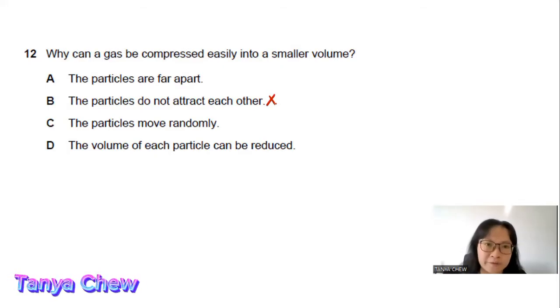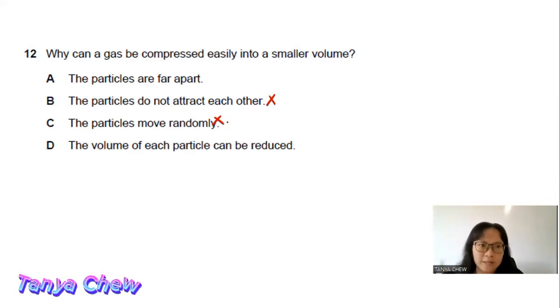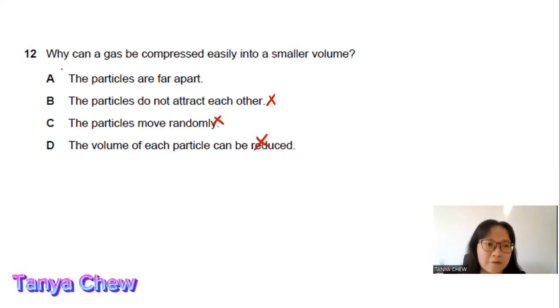C, the particles move randomly. Is it because of them moving randomly? That is why you can compress them. It seems like we are not answering the question. So C cannot be the answer. D, the volume of each particle can be reduced. How can volume be reduced? When you compress it, then only the volume can be reduced, right? That is wrong. Therefore, the answer is A.